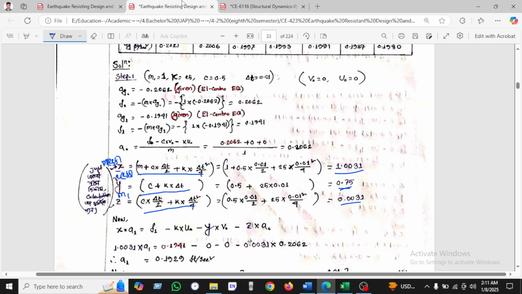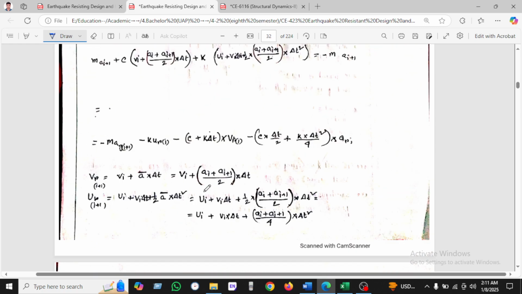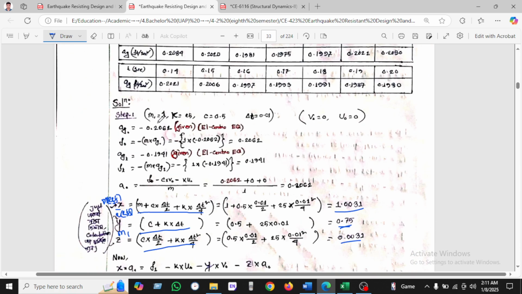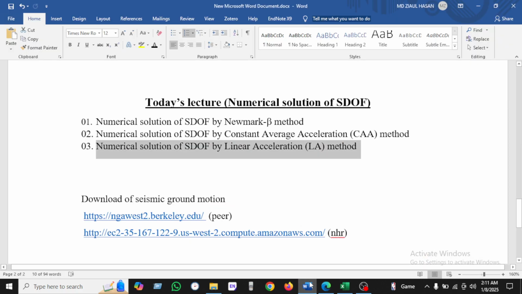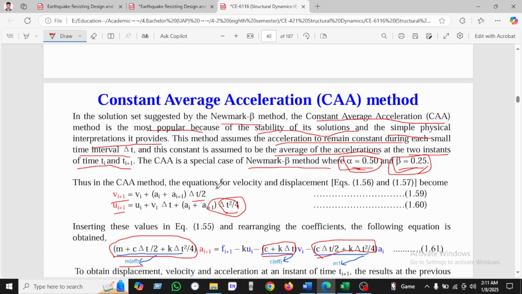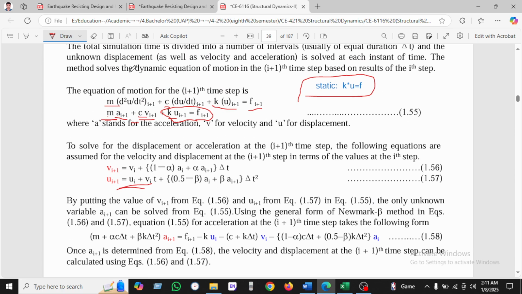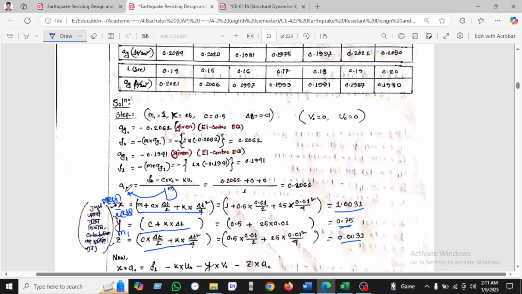Let's see an example. All the data is given here. We are calculating M, K, C, M1, where the equation of motion is M A equal to F minus C V minus K U. If we rearrange here, that will be M A equal to F0 minus C V minus K U. This is the main formula we have seen previously, and we are using this formula.